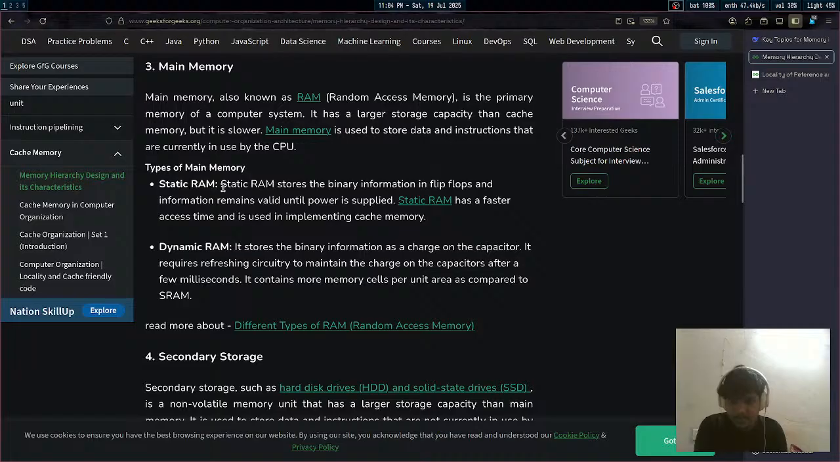Static RAM stores the binary information in flip-flops, and this one is probably a capacitor, and this is probably slower or something like that. What I heard was this is not that efficient and this is more efficient, something like that. As far as I remember, it requires refreshing circuitry to maintain charge on the capacitor after a few milliseconds. It contains more memory cells per unit area as compared to SRAM. Yeah, this is faster, but you can accommodate more with DRAM is what I think.